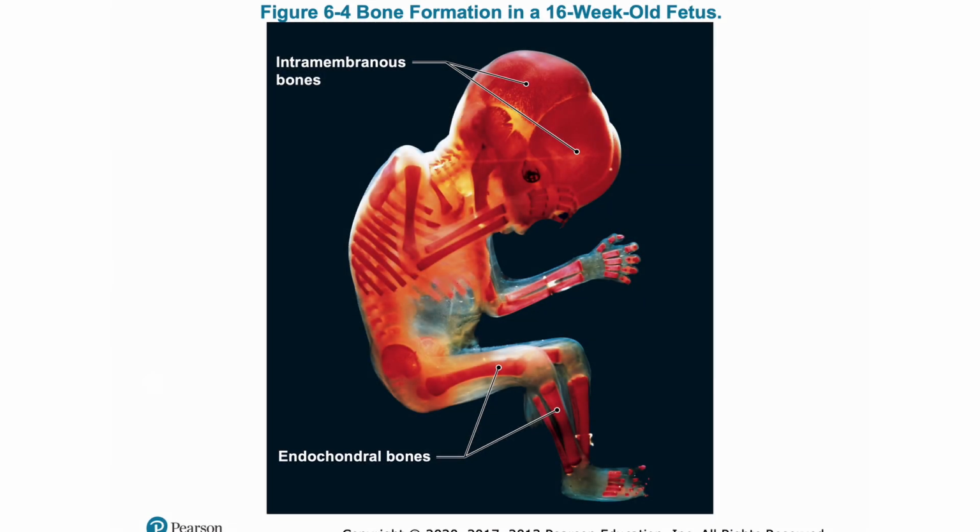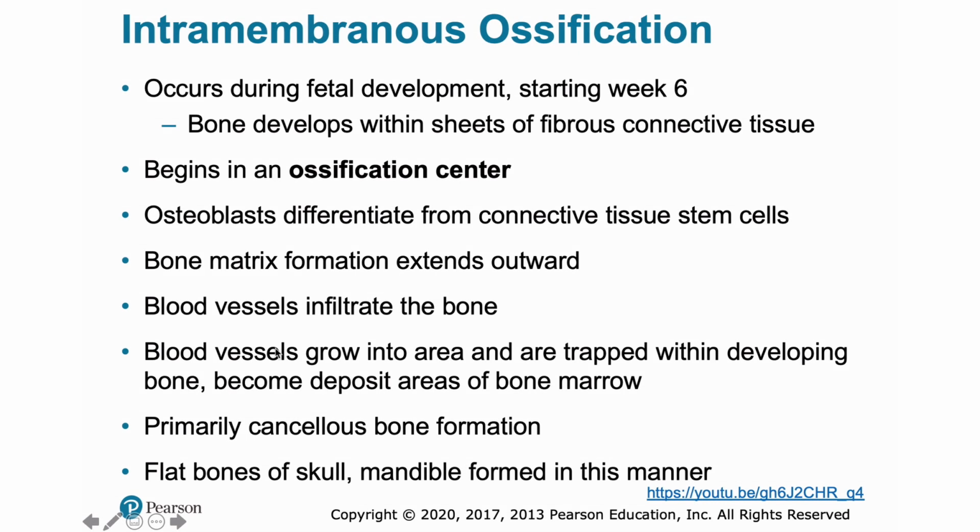Figure 6.4 on the next slide will show some of the bones that are formed by these two processes in a 16-week-old fetus. Intramembranous ossification takes place in development of the bones of the skull, the mandibles, and the collarbones, or clavicles. All other bones of the human body form through endochondral ossification. Therefore, our focus will be on endochondral ossification. Let's look briefly for a moment, however, at some of the details of intramembranous ossification.